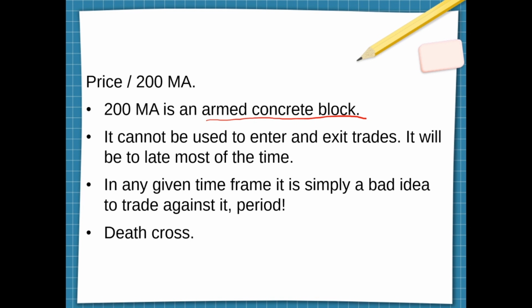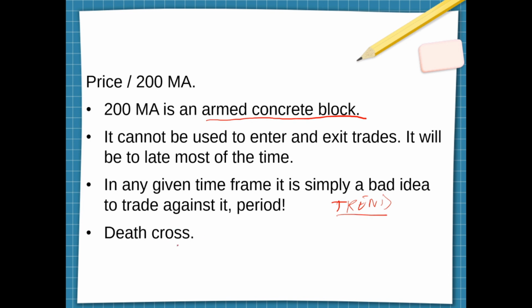So the 200 is very slow in terms of reaction, but it is extremely important. In any given time frame, it is simply a bad idea to trade against it, because most of the time the 200 moving average will probably set a new trend.